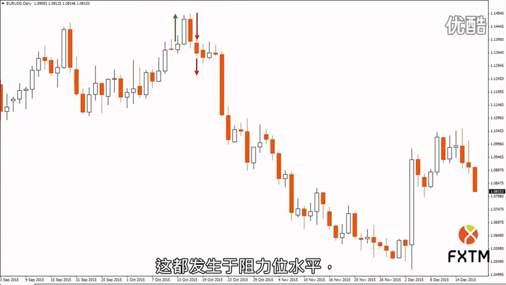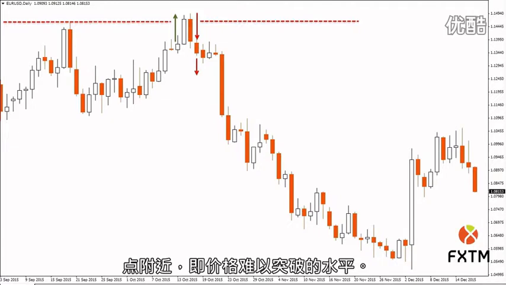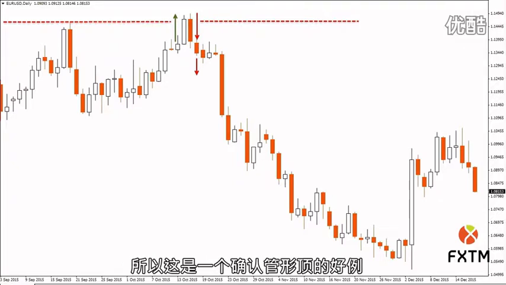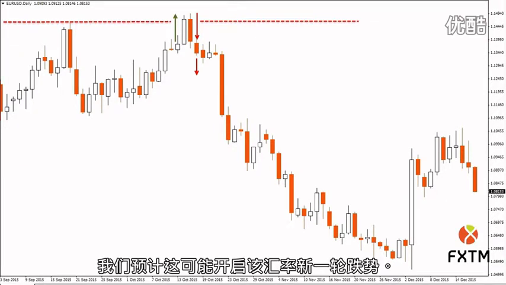Now this was all happening at a resistance level, and we would define that by this price where the pipe top was appearing being roughly equal to another recent high where the price wasn't able to go beyond that level. So this is a really good example of a confirmed pipe top, where we would expect that following that confirming day, that lower close after those two big candles was likely to initiate another move to the downside in the euro to the US dollar pair.